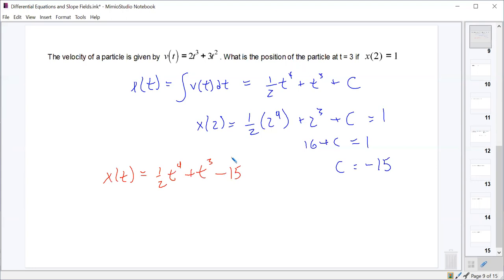And what did we want to find? The position of the particle at t equals 3, that'd be x of 3. So we'll plug that in. That'd be 1/2 of 3 to the 4th, which is 81, plus 3 cubed, which is 27, minus 15. So that's 81/2 plus 27 minus 15, or 81/2 plus 12, which gives us 105 over 2.